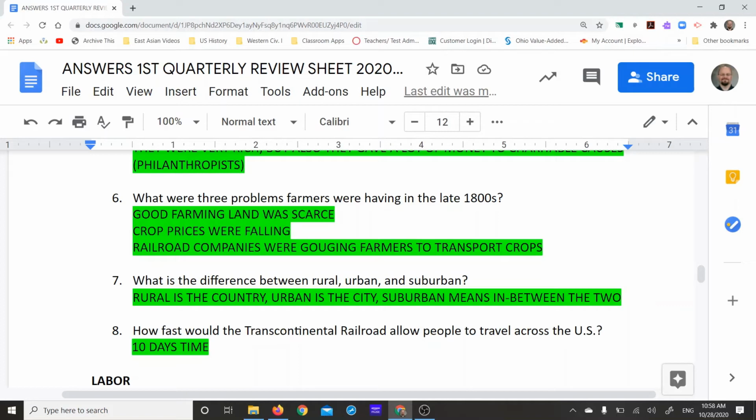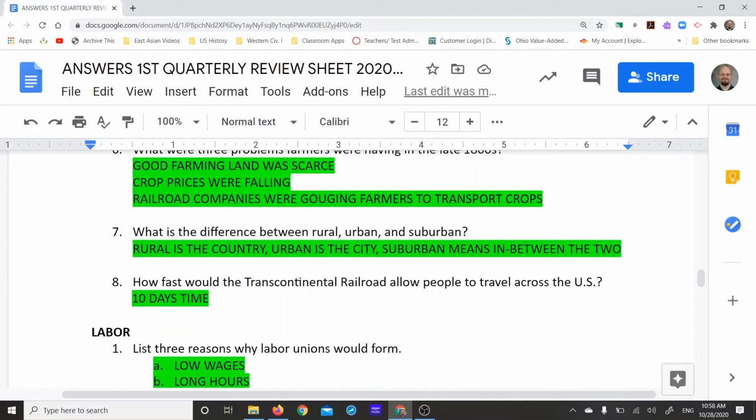The Transcontinental Railroad, other places I have read said that it's shorter than even 10 days time, maybe 7 days time, and an express train could complete the journey in 3 days time. Moving on to the next section, labor.